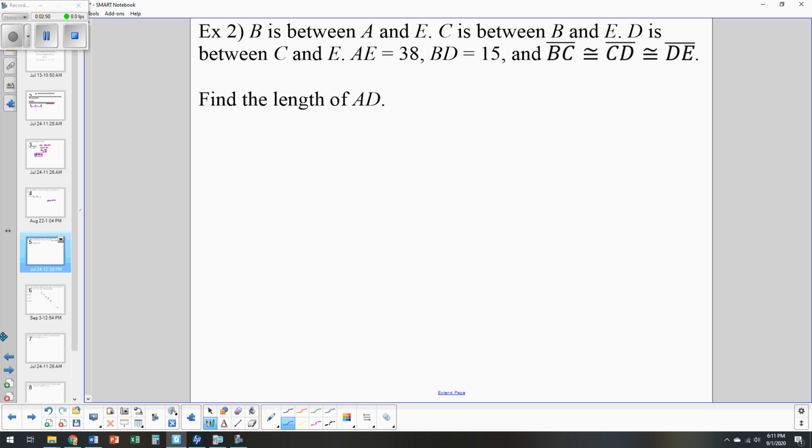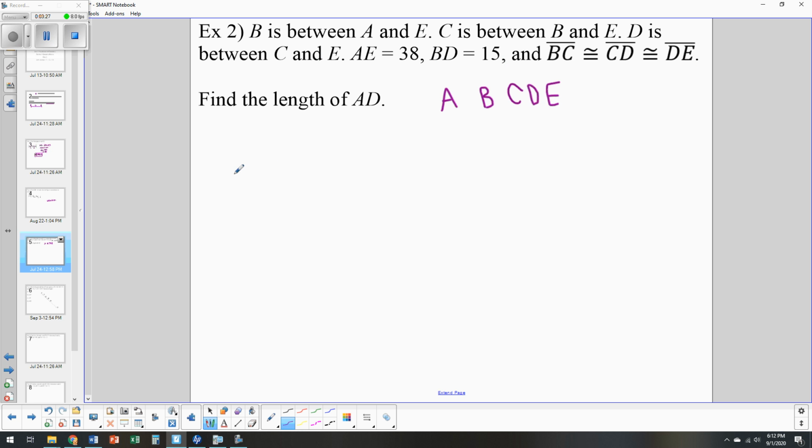For example 2, we have a much more complicated segment. They first tell us B is between A and E. So right now I know that there's an A and there's an E, and somewhere between them is a B. They tell us C is between B and E. So here's B, here's E, so somewhere between those there's a C. D is between C and E. So between the C and E is a D. In this particular case, they ended up alphabetically. That is not always the case. So you always have to double check and make sure they're going in the right place. So then they give us some more information.